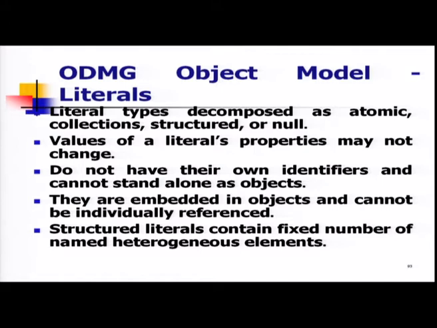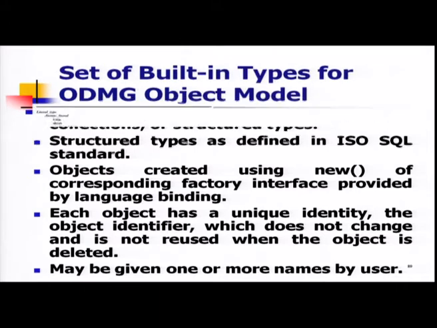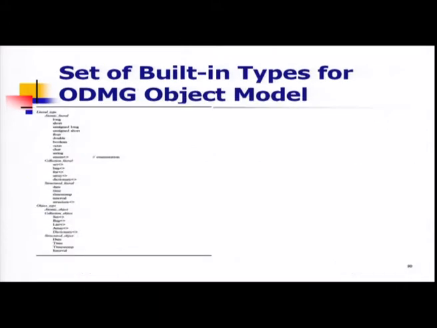ODMG, they are still evolving standards. Literal types decomposed as atomic, collections, structured or null. Values of a literal's properties may not change, they do not have their own identifiers. So, we have had its own terminology. ODMG's object model is a good model, it tells how to generate OID, but then it is more academic in nature. Most businesses have been telling that we will create better object models. It has provisions for a few things automatically.